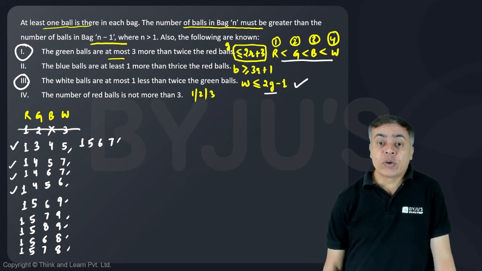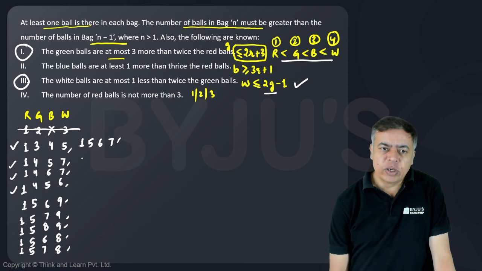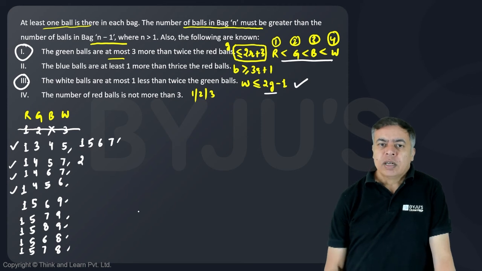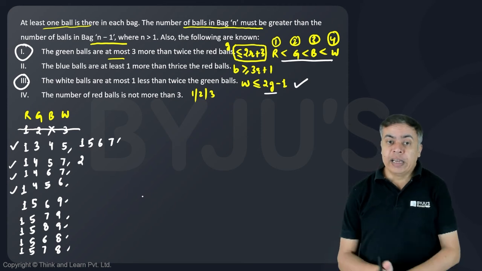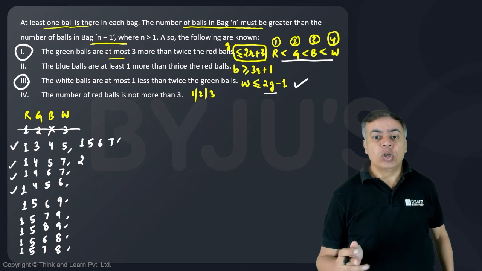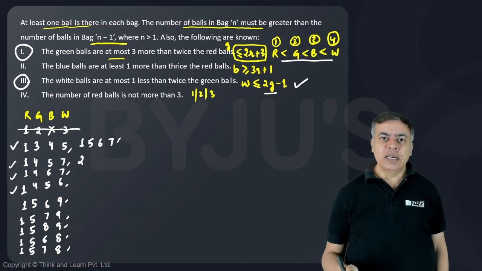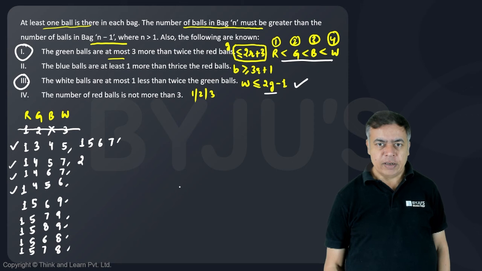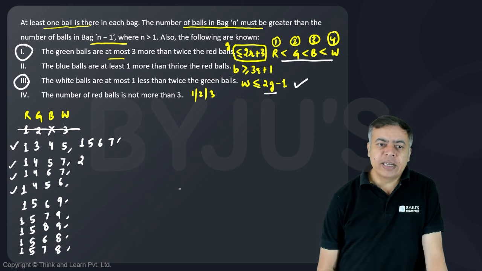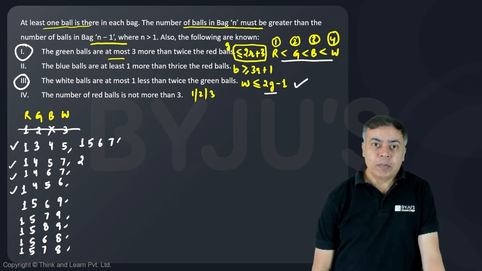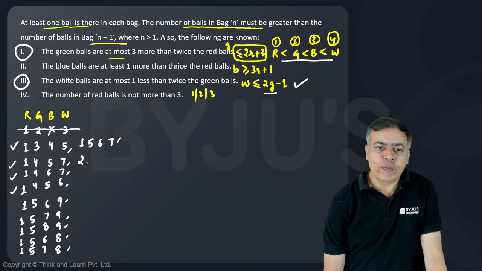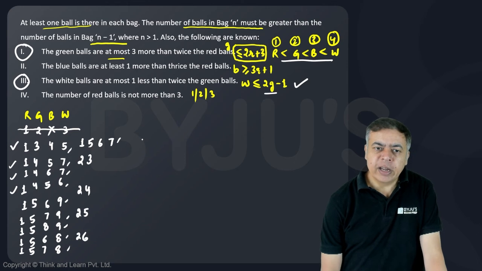Now if red equal to 2, so I am moving to, because red can be 1, 2 or 3. So let's say if red equal to 2, and now green can be less than or equal to 2R plus 3. So 2 into 2, 4 plus 3, 7. So less than or equal to 7 but greater than 2. So it can be 3, 4, 5, 6, or 7.